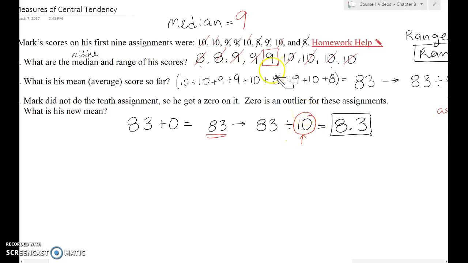Whereas if I added a 0 onto here, all right, you'd have 4 lows that I canceled out and 4 highs. The median would still be 9, just in case you're interested.